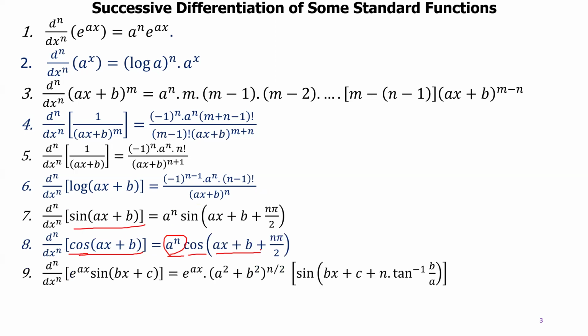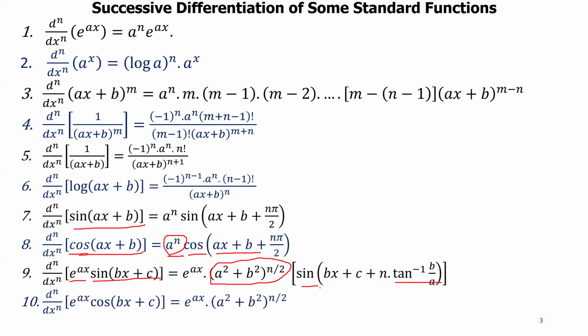Ninth formula is the nth derivative of e^(ax) sin(bx+c), which is equal to e^(ax) (a²+b²)^(n/2) multiplied by sin(bx+c+n tan⁻¹(b/a)).